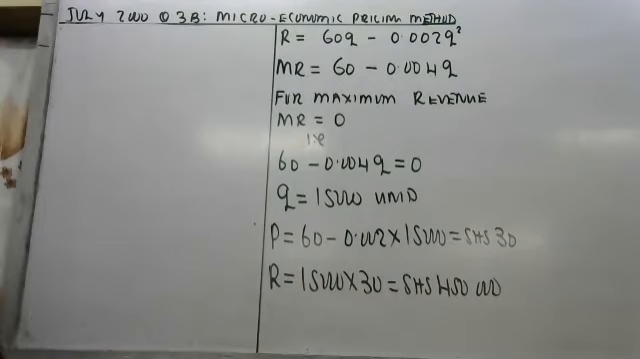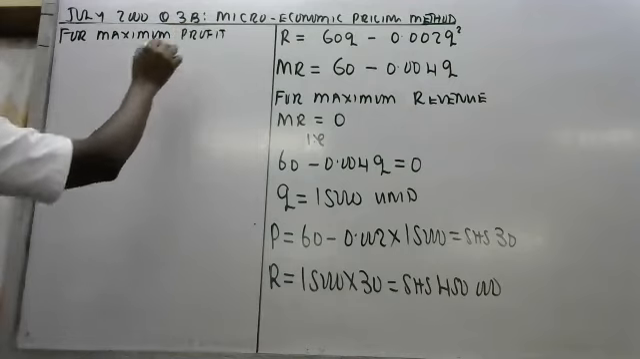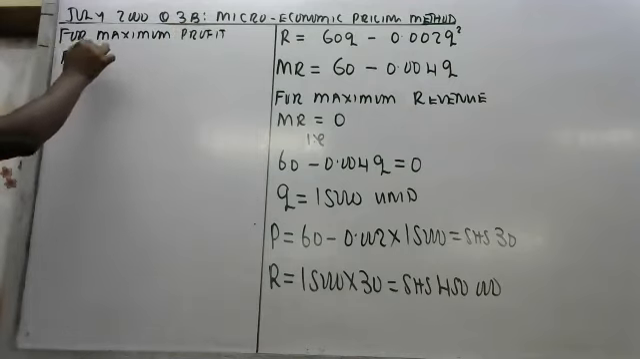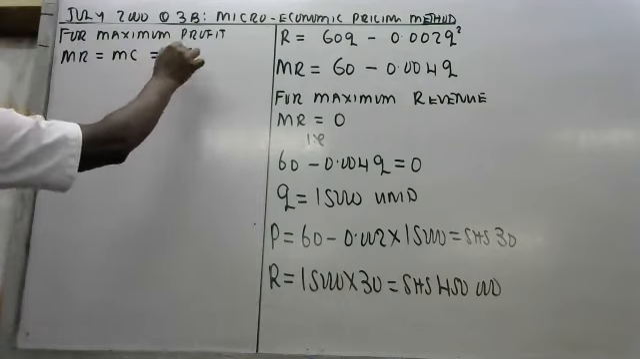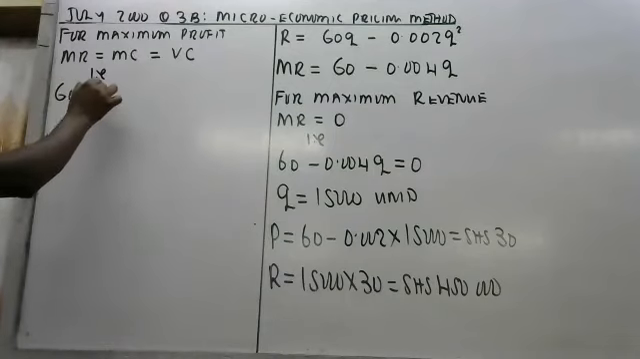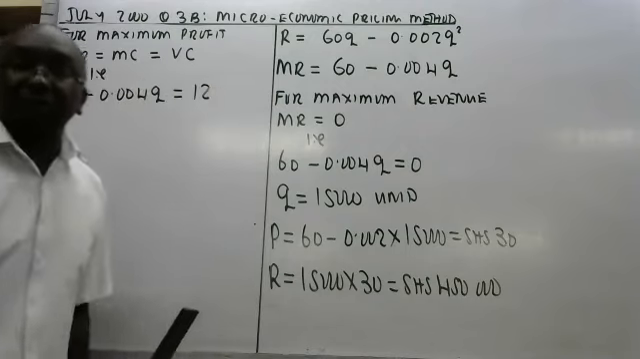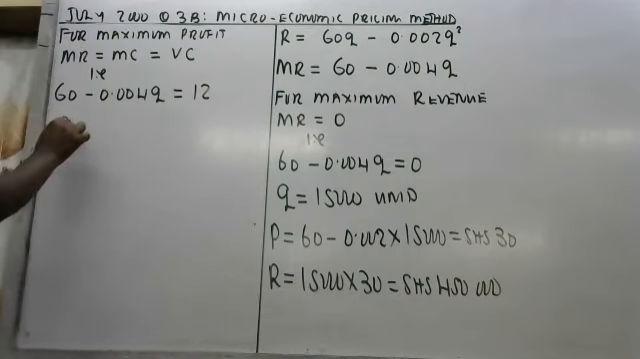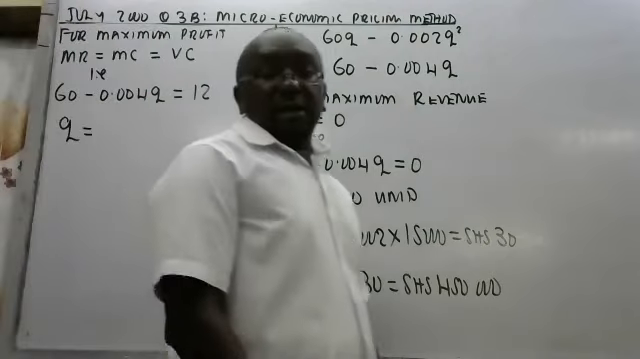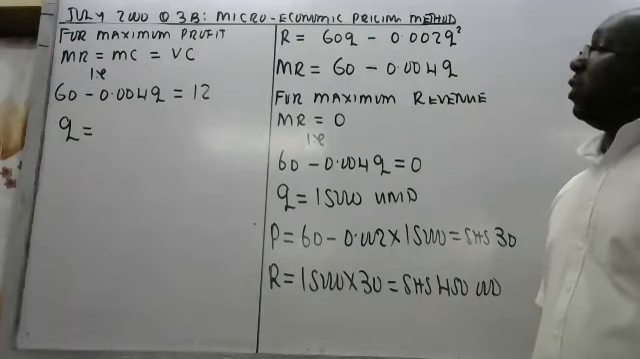450,000. The next thing that I wanted to remind you is, if you are looking for maximum profit, we normally say marginal revenue should be equal to marginal cost, which is the same thing as variable cost. That is 60 minus 0.004 Q should be equal to 12. The variable cost of A is 12. So now tell me what Q should be from there. Variable cost is also the marginal cost. So Q should be how many units if we want to maximize profits?